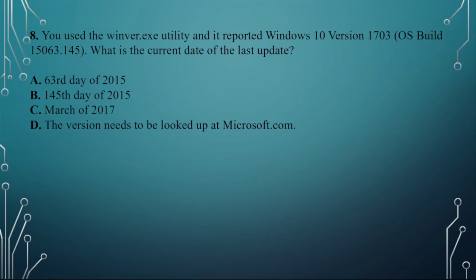Question number 8. You used the winver.exe utility and it reported Windows 10 version 1703, OS build 15063.145. What is the current date of the last update? A. 63rd day of 2015. B. 145th day of 2015. C. March of 2017. D. The version needs to be looked up at Microsoft.com.